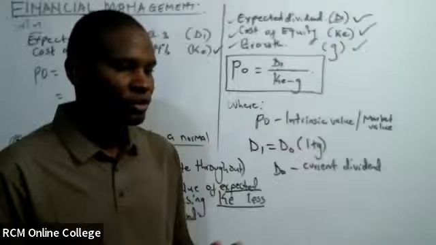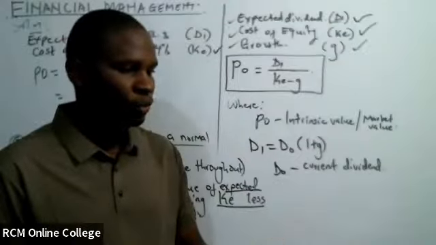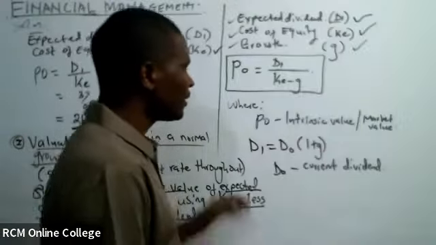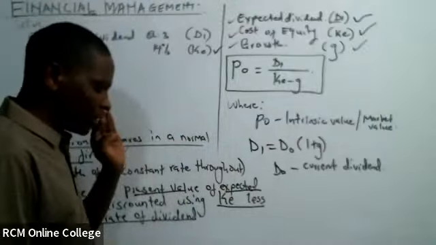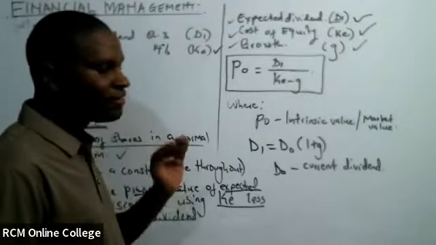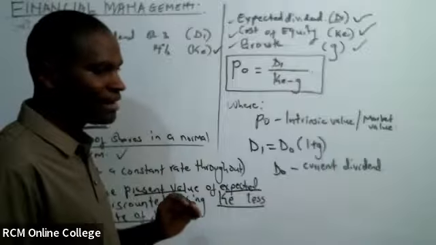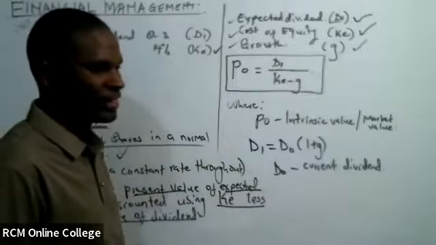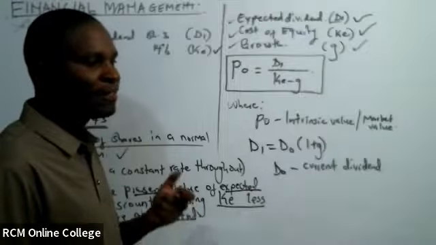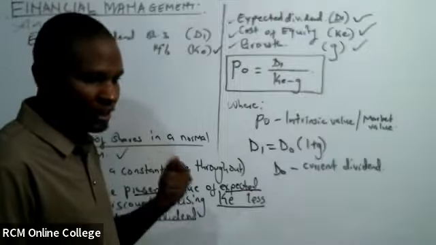Okay, no worries, don't worry. We are going to sort that very fast. Now, in this question, is the dividend given a current dividend or an expected dividend? That is what you need to know. Have we been given current dividend or expected?